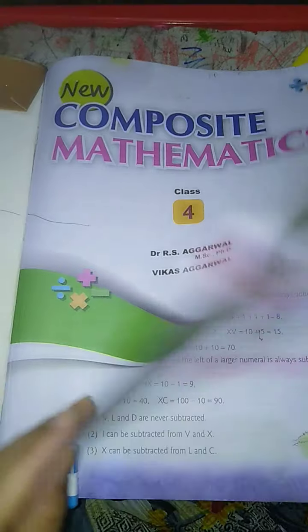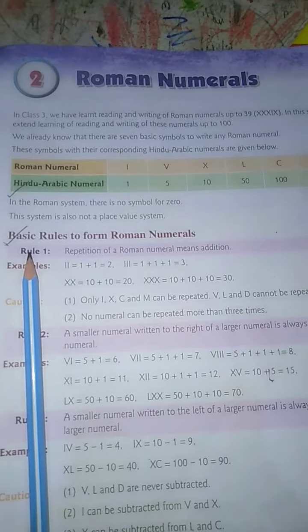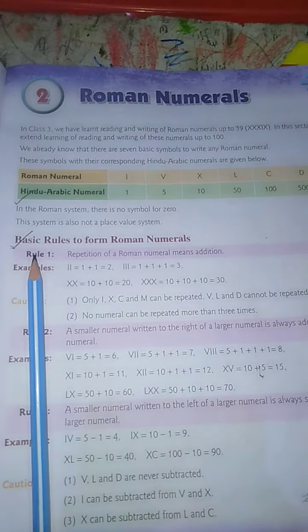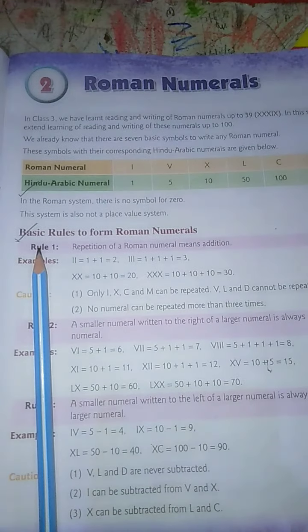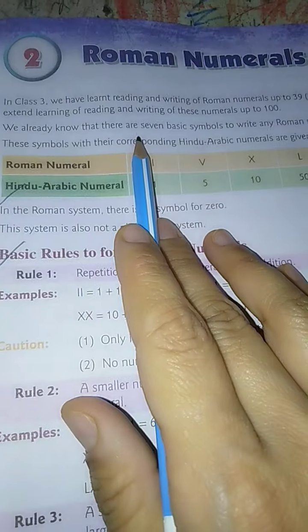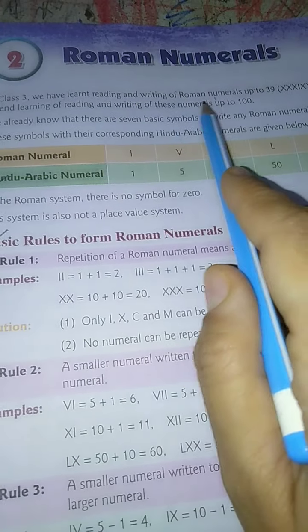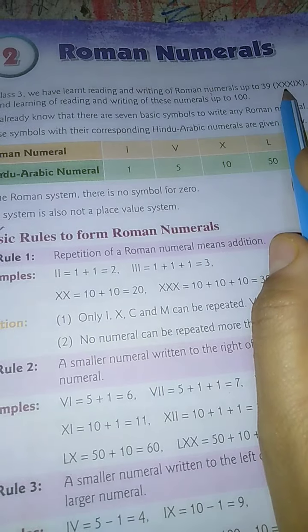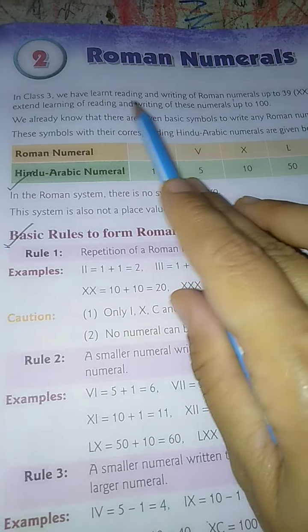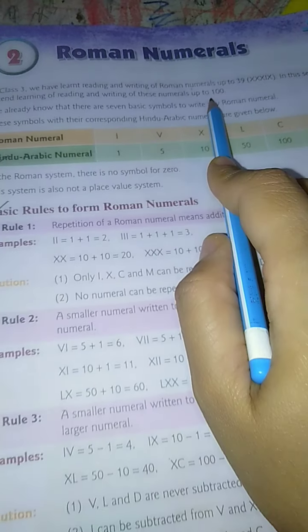Today we are going to study lesson number 2, that is Roman numerals. I hope you all have completed lesson number 1, that is revision. Now here we are going to study about Roman numerals, means the numerals which Romans used. In class 3 you have learnt up to 39. Here we will study up to 100.